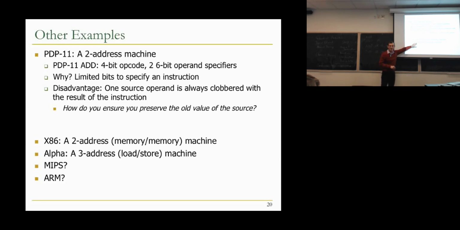Alpha is a 3-address machine. It's load-store. What about MIPS and ARM? ARM is 3-address and MIPS is 3-address also, right? Okay.